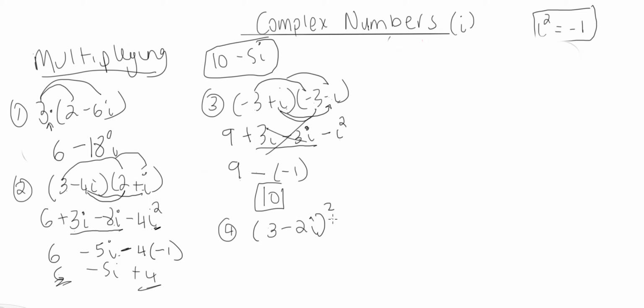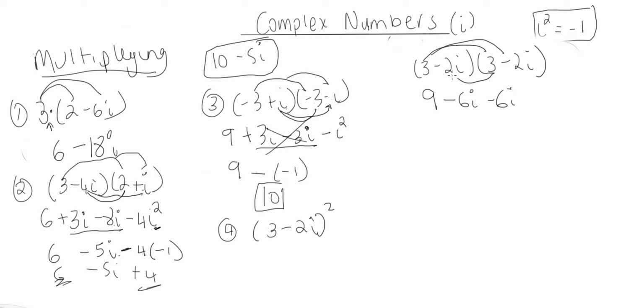What if I have that? So 3 minus 2i squared is the same thing as saying 3 minus 2i times 3 minus 2i. Now you are going to do the same thing. So 3 times 3 is 9. 3 times negative 2i is negative 6i. Negative 2i times 3 is negative 6i. And finally, negative 2i times negative 2i is a positive 4i squared.